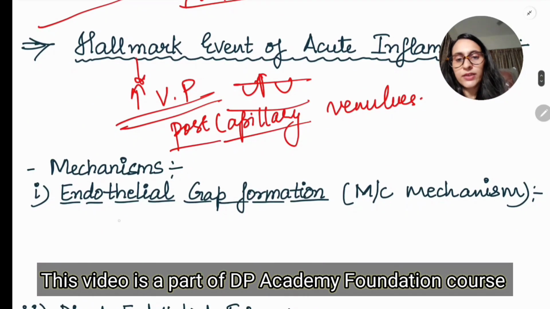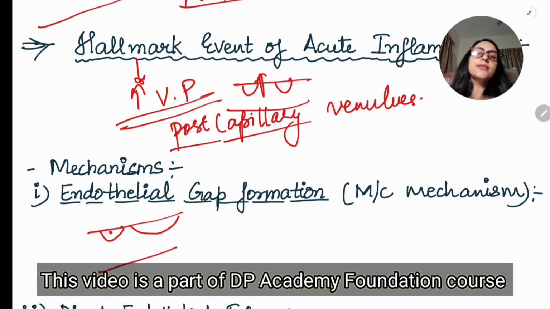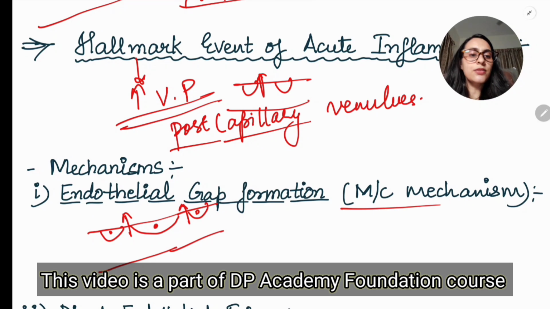So the first mechanism here is endothelial gap formation, because the endothelial cells undergo contraction and retraction. Because of this, a gap is seen between the endothelial cells, and from this gap, WBCs, plasma proteins and plasma go out. This exudate comes out. This is the most common mechanism of increased vascular permeability.